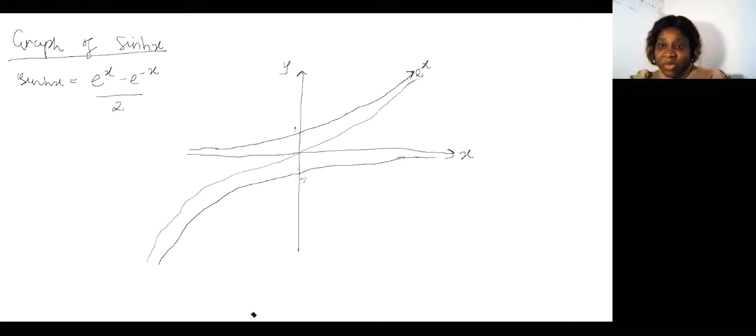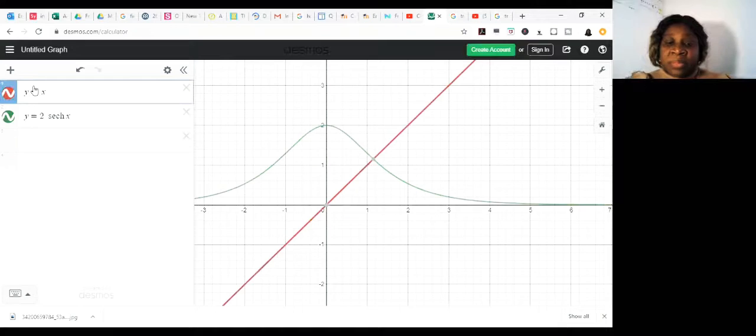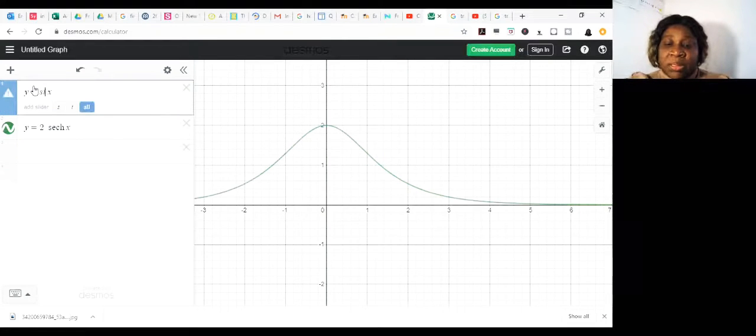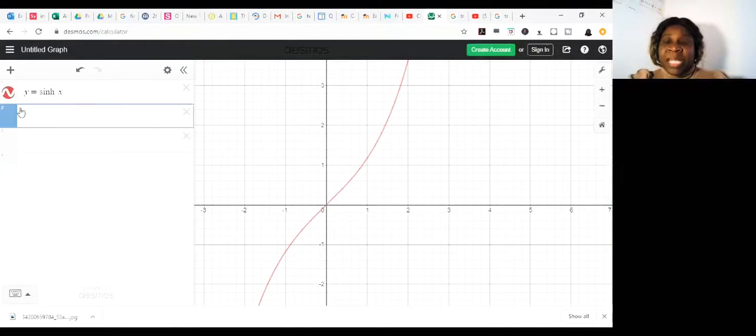So let's stop the share. Let's have a look at what sinh x looks like. Yeah, it's that one I told you, that is in between e to the power of x and e to the power of minus x. So it's definitely one of those ones.